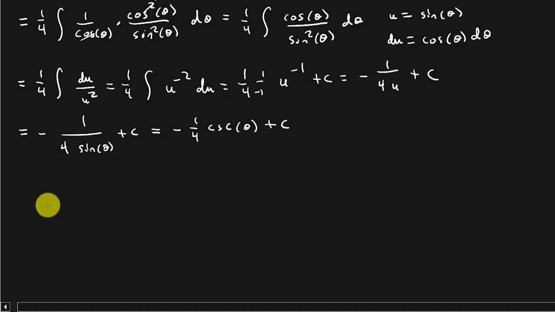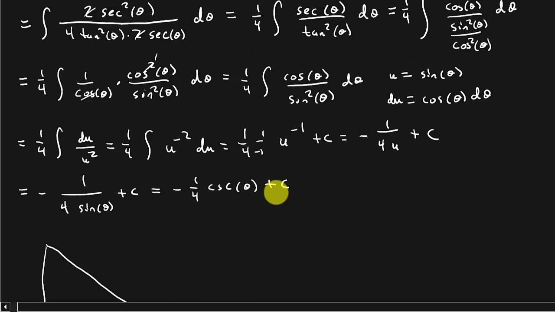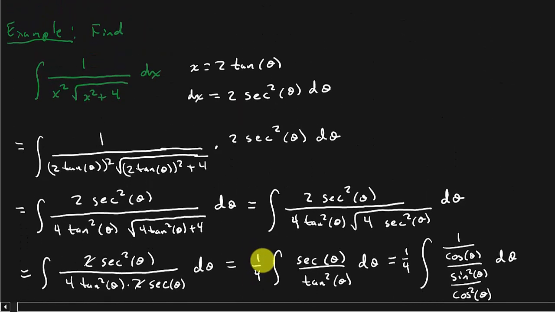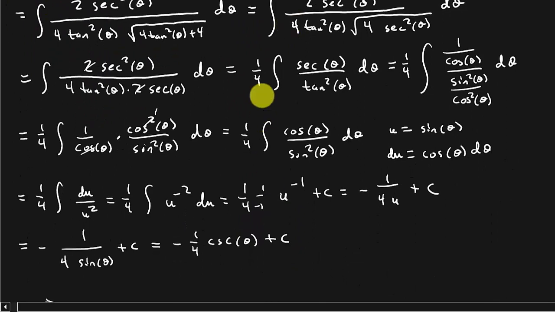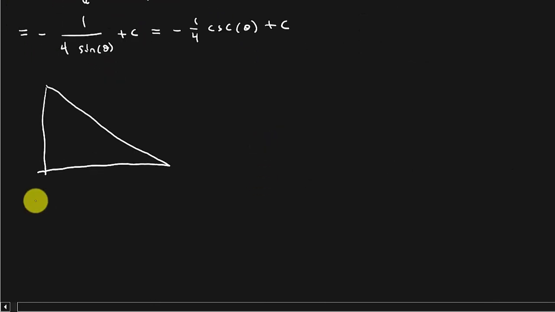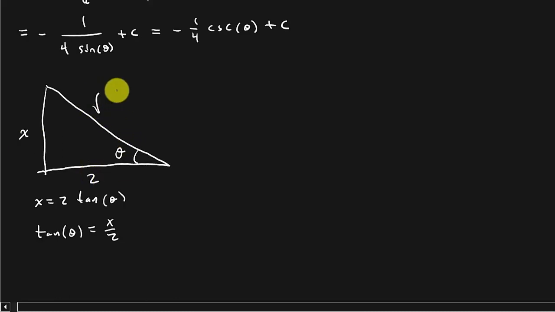Now, let's draw our triangle. All right, so what was my substitution? x equals 2 tangent theta. So that means tangent theta is equal to x over 2. If I call this theta, remember tangent is opposite over adjacent. So by the Pythagorean Theorem, this side is the square root of x squared plus 4.